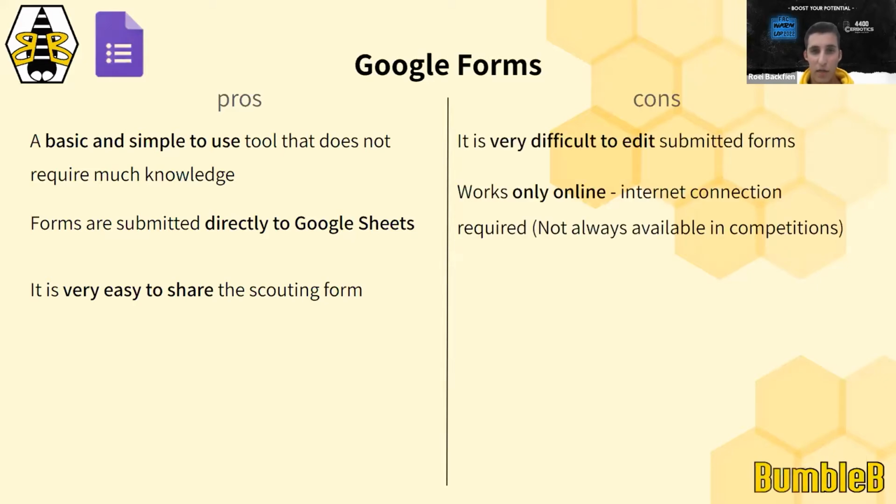The cons of this tool is that it is very difficult to edit submitted forms. So if you have a specific form that you want to edit, you need to look it up, and it's very, very hard to find it and to edit a specific field that you want to edit. And also, the biggest con of it is that it works only online. So an internet connection is required, which can be a big problem, especially in competitions, because in competitions, it's not always available. So it can be very difficult because it needs that internet connection.